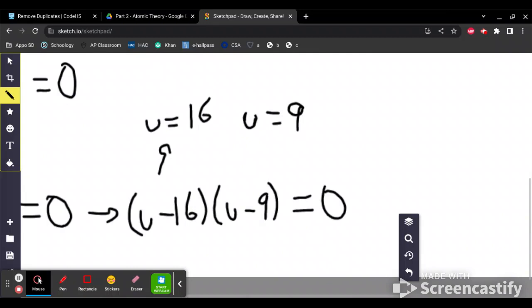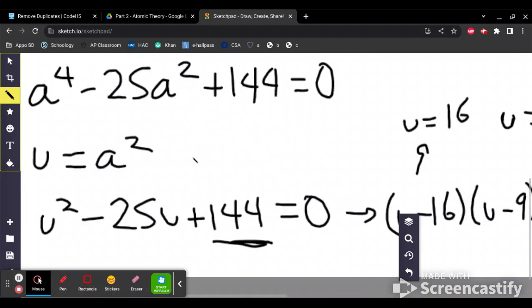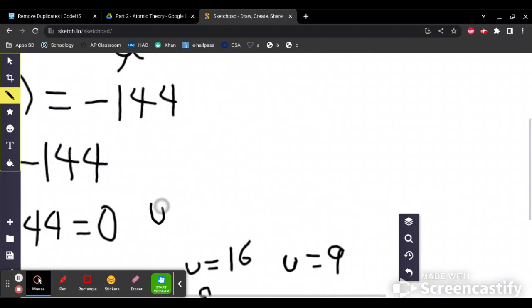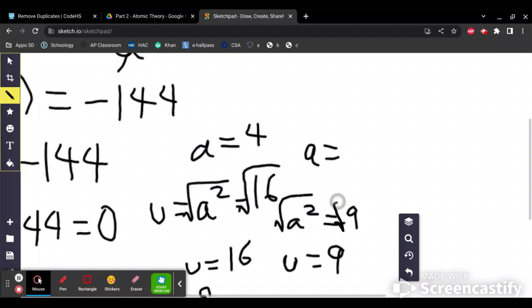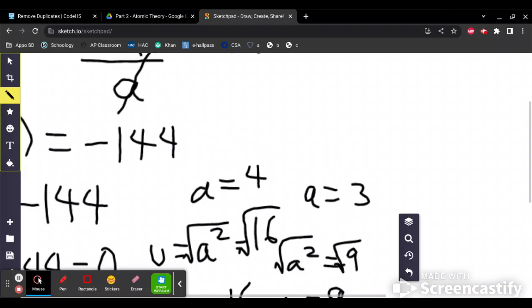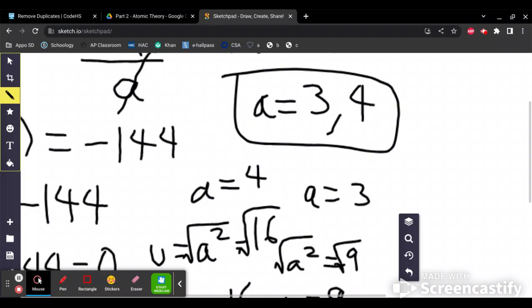But that's not equal to the actual a value. So we've got to say u equals a squared equals 16, in which case a equals 4, and a squared equals 9, in which case a equals 3. So we can either choose 3 or 4 for this problem, and by choosing either one of these choices, you'll get the right answer.